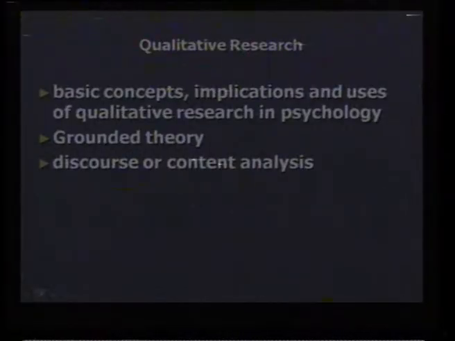Okay, so the next agenda that we are dealing with within the research methodology is qualitative research. Now, qualitative research in psychology in itself is a very huge field. Now, if we talk about it, there are 2 different types of research. The research methodology can be majorly divided into 2 different types. They are the qualitative research method and the quantitative research method.